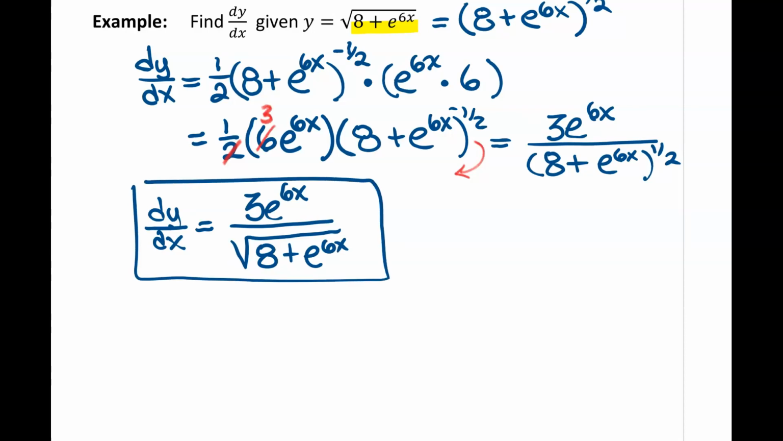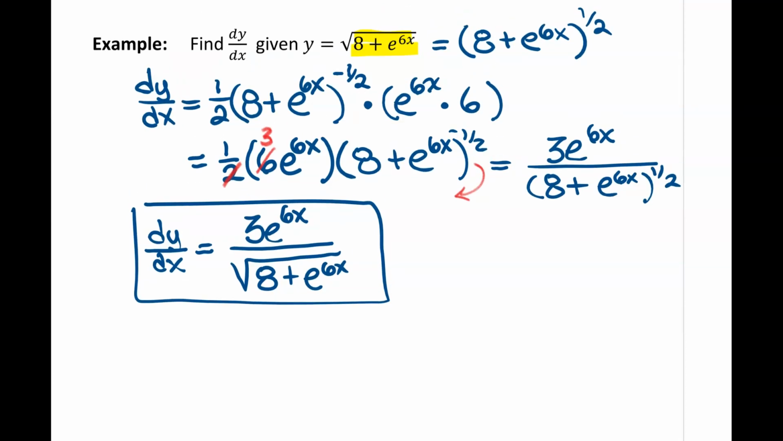So this was a chain rule problem with an inside function here in the yellow and an outside function of this power of this 1/2. And so therefore chain rule comes in handy for many problems.